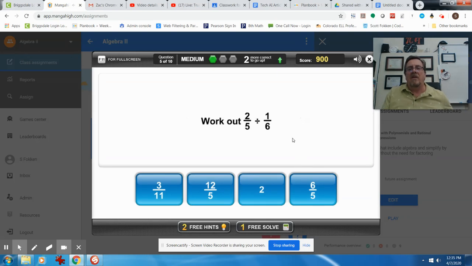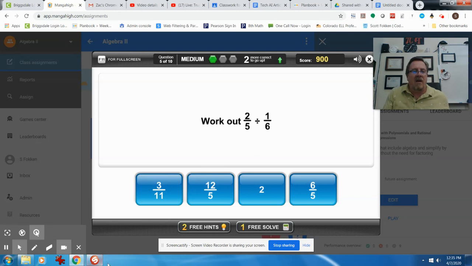Work out. Going to work out today. All right, work out 2/5 divided by 1/6. You're going to have to invert and multiply this. That's going to be 2/5 times 6 over 1.